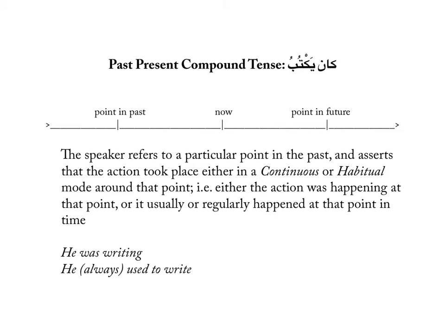The past present compound tense, kana yaktubu, refers to a particular point in the past, and then says that the action was taking place in a continuous or habitual way around that. In other words, this is not an action that happened and is over. You're not thinking about it in the perfective or past sense. You're thinking about it in the ongoing sense or the habitual sense, but you're specifying that it happened in the past. So instead of "he wrote," it means he was in the process of writing, or habitual. He regularly or always used to write every day at 5 o'clock, or something like that.